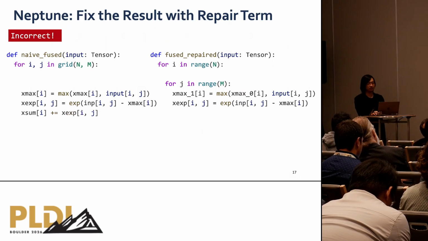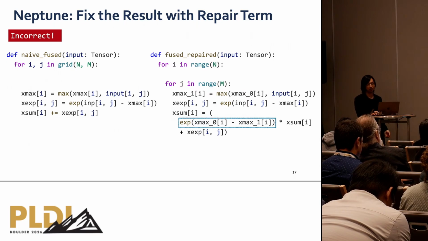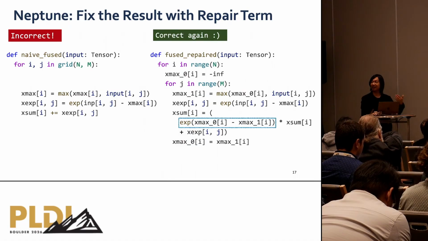The fix happens to the second reduction, where instead of taking a normal sum, you are multiplying the current sum with this term here to fix the result. That is what we call the repair term. And the key insight of Neptune fusion is finding the right repair term and adding that at the right place gives us a program that is correct again.